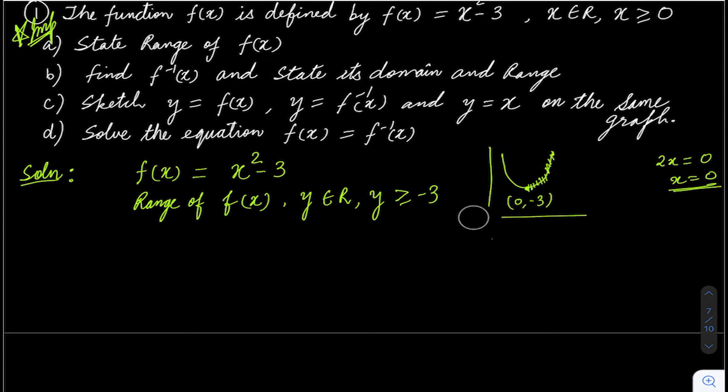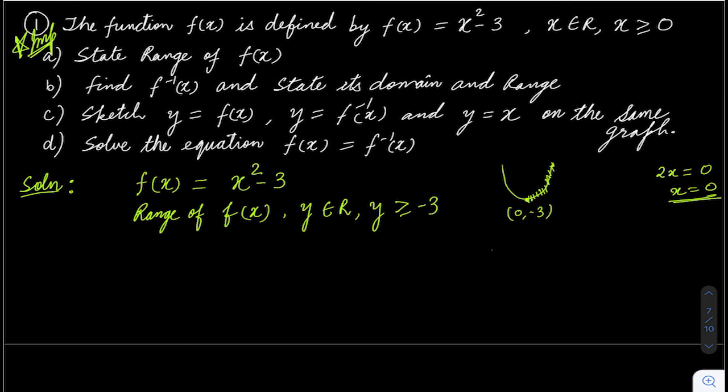So this is what we are talking about in terms of the graph. What else you can do here is, if you don't want to solve this question using the graph, you can just simply say at x equal to 0, what's the value? Minus 3. What happens when you increase the value of x from 0? This value x square minus 3 will start to increase, right? So the minimum value is minus 3, and afterwards it will start increasing.